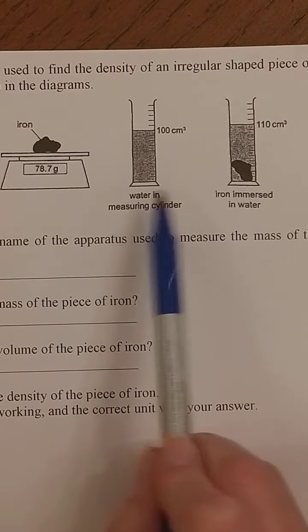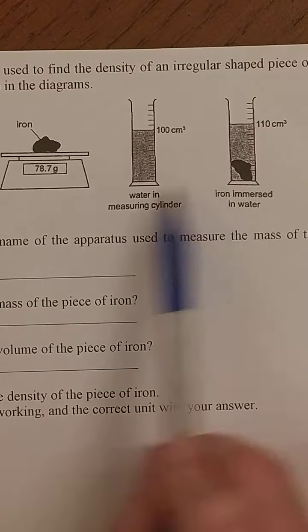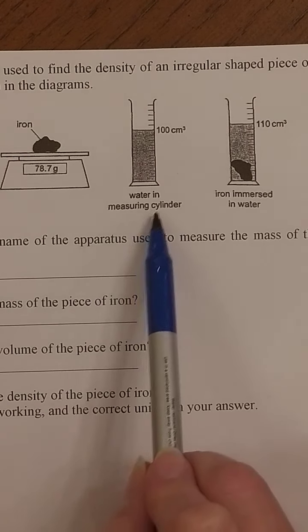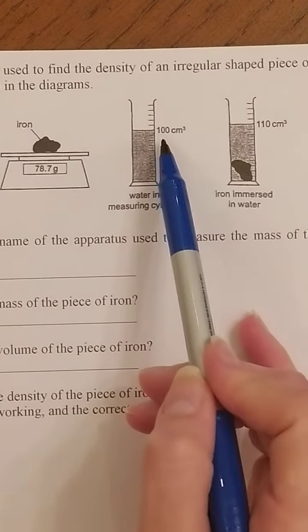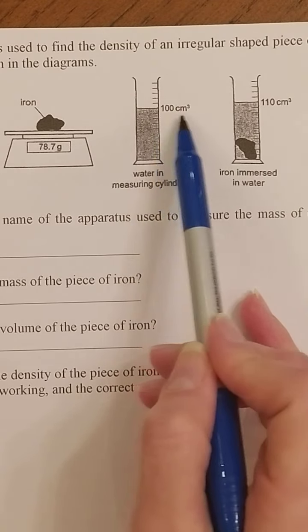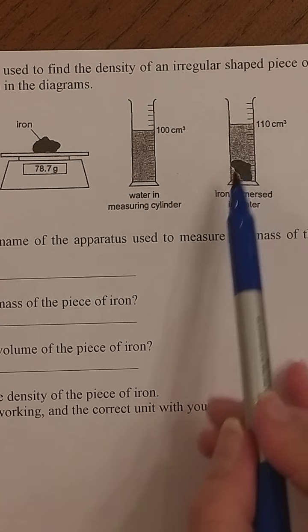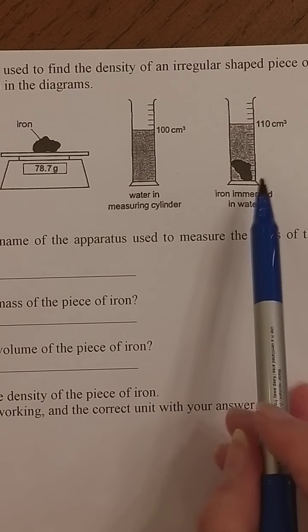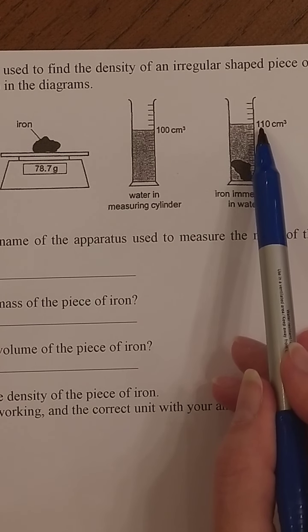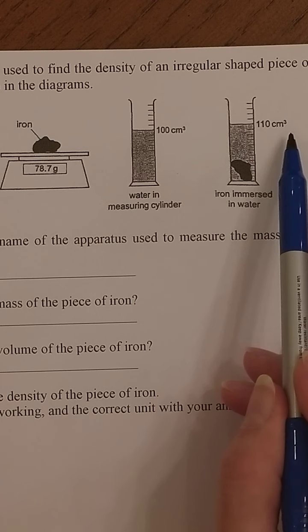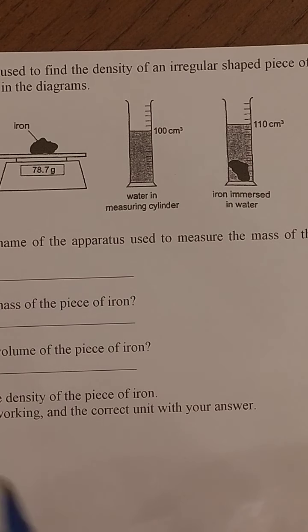And we have two pictures of the same measuring cylinder. One with only water in the measuring cylinder and a reading of 100 cubic centimeters, and the other with the same measuring cylinder but with the piece of iron added, and we have a new reading of 110 cubic centimeters. So let's look at the question and see what we need to do.